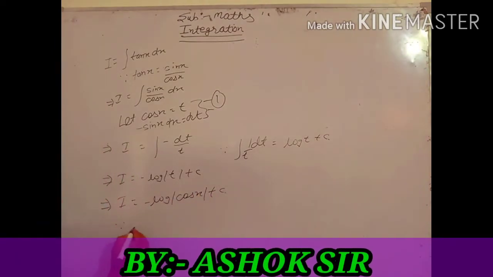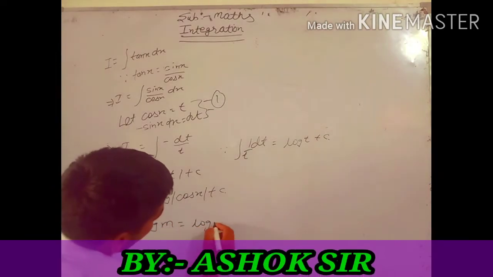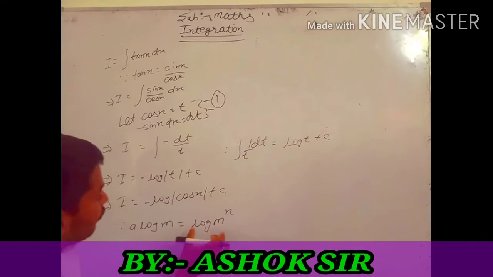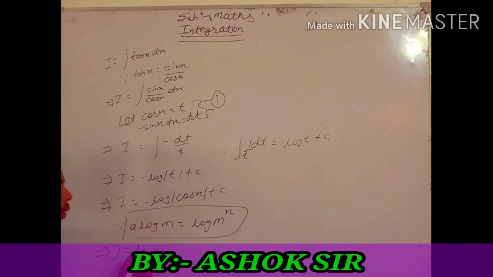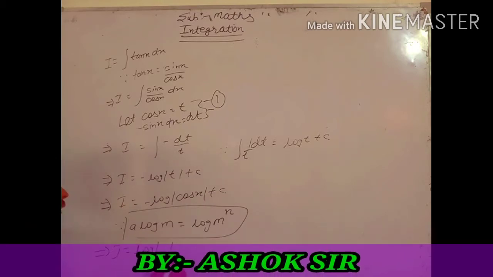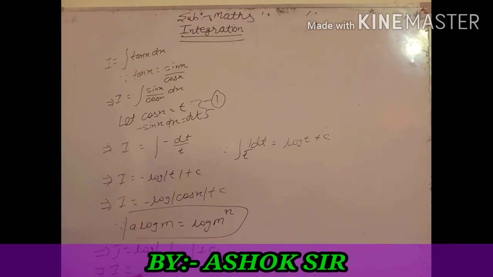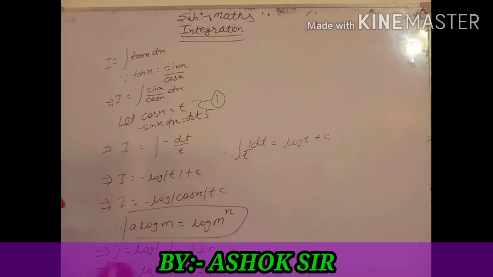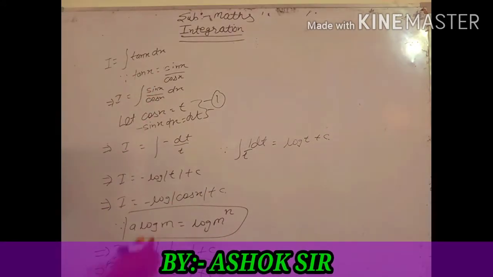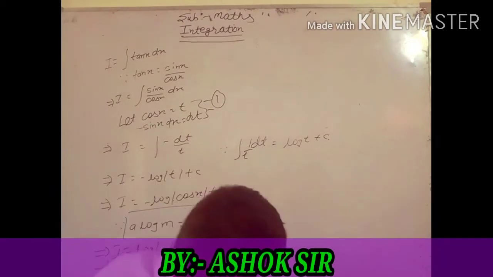We know that n log m is equal to log m to the power n. We use this property in the above equation. So I is equal to log 1 upon cos x plus c. We know that 1 upon cos x is equal to sec x and c is constant. So the integration of tan x is equal to minus log cos x plus c or log sec x plus c.